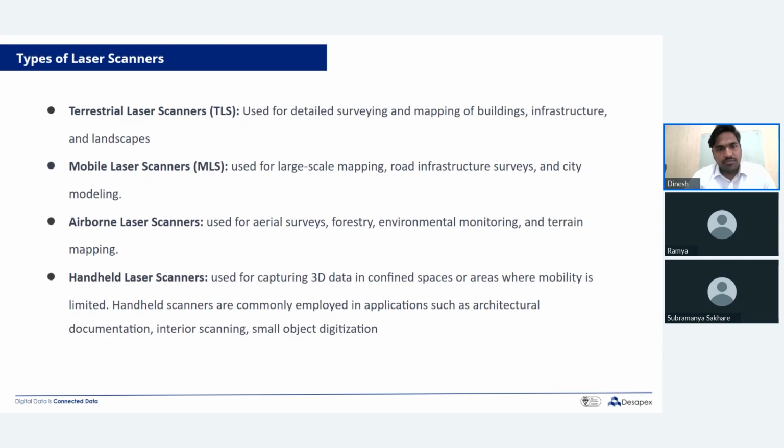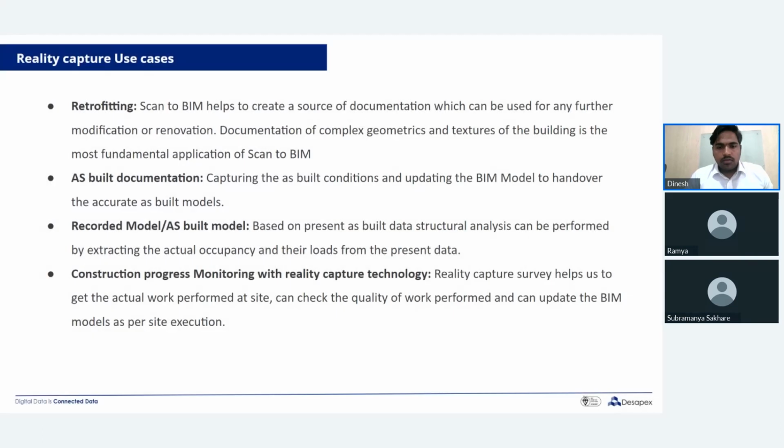Majorly, for a lot of our buildings and infrastructure mapping, we use the traditional laser scanners, and for large scale mapping or road infrastructure, we go with the drone, or a scanner fixed to a vehicle as a mobile laser scanner. So we have just seen what a laser scanner is and the types of laser scanners, and which laser scanner to be used for which type of work or project.